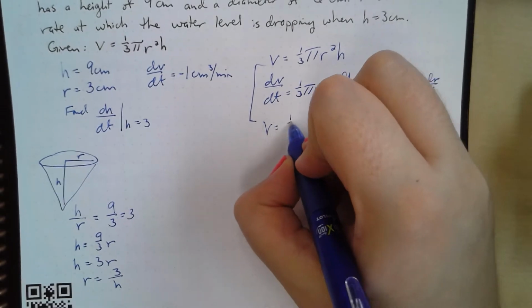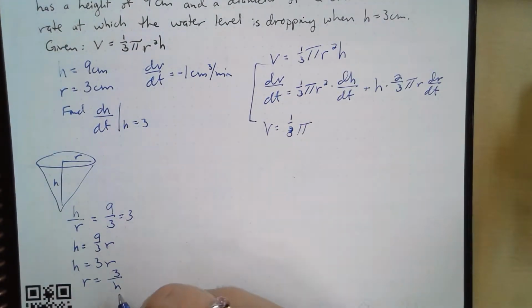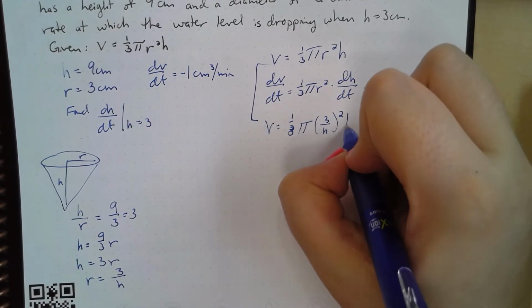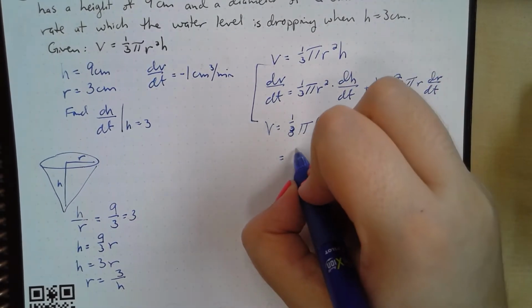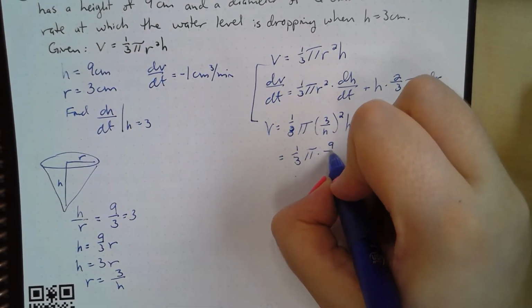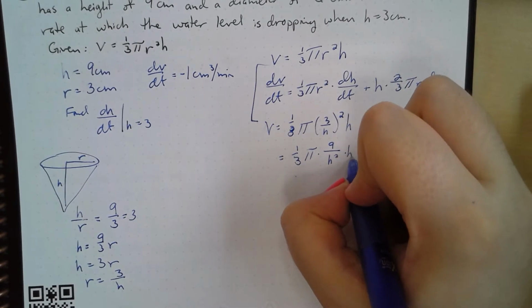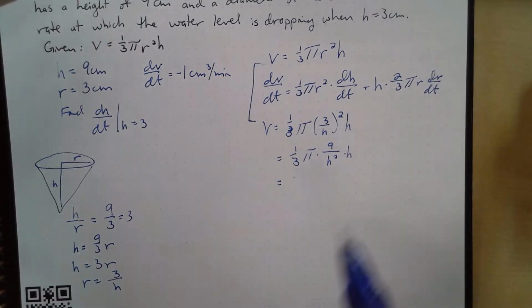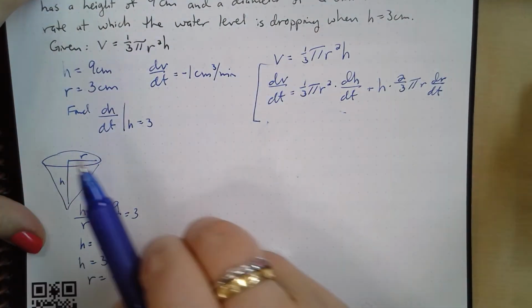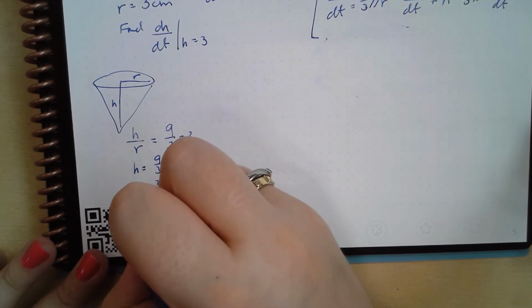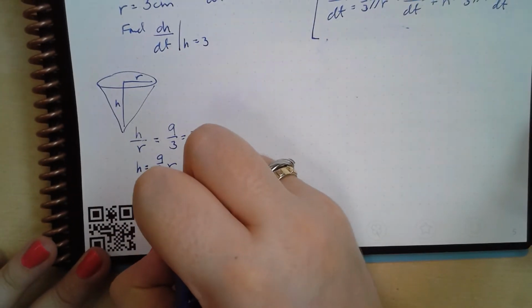So V is equal to 1/3 pi, and instead of r squared, I'm going to write 3 over h squared times h. So now I have 1/3 pi times 9 over h squared times h. This still doesn't look right. Okay, students, I'm learning my lesson. Don't do this at the end of the day anymore. Here's my problem. r is not equal to 3 over h. r is equal to h over 3.